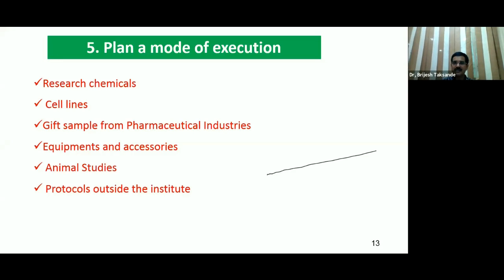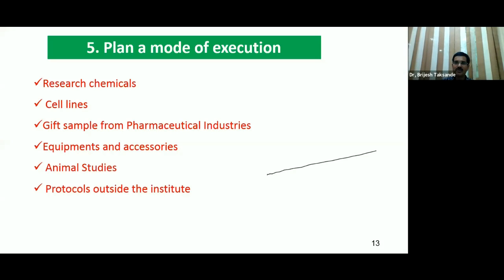And this is the drawback I'm observing from last 10-12 years, that even after submission of your synopsis, when actually time comes to begin your protocols, you're not in a position to have the research chemical in your hand, and ultimately it delays the beginning of your protocol. So refrain yourself from all these complications.